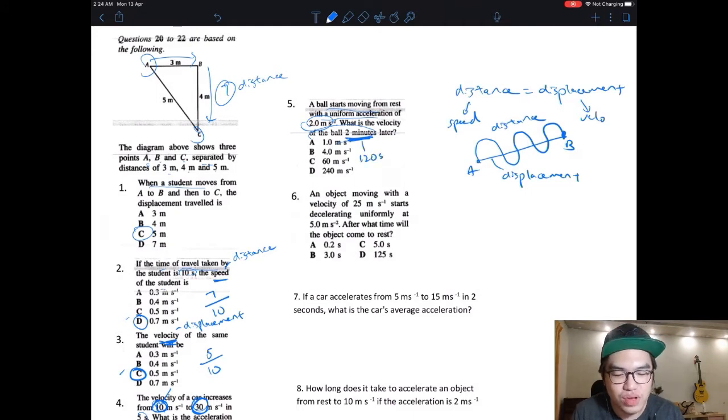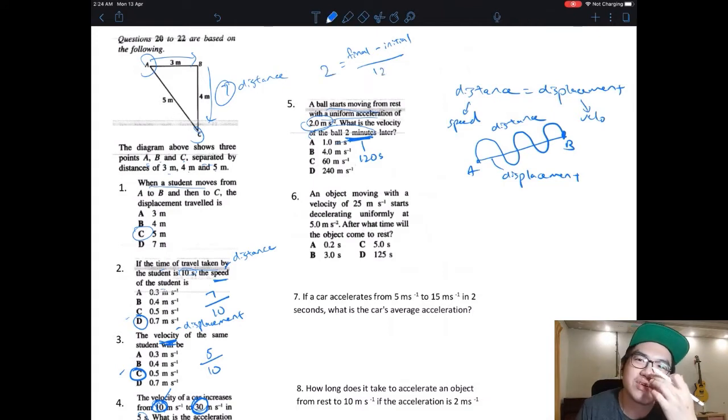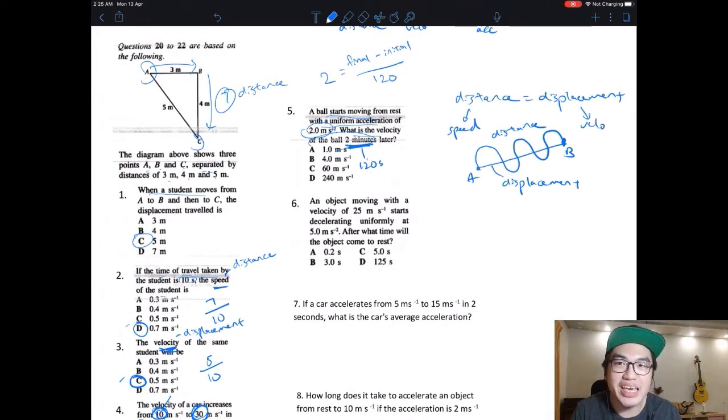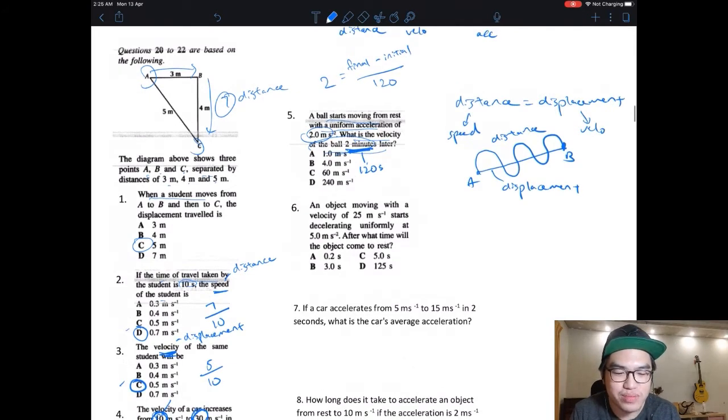So just now we know acceleration is final velocity minus initial velocity, over time. So what's my acceleration? Instead of calculating acceleration, they gave you the acceleration. So the a is 2. What's the time? We sub it in. Time is 120. Here's the question. They want you to find the velocity 2 minutes later. Later means that's the final. So my final is what I don't know. But they didn't give initial.